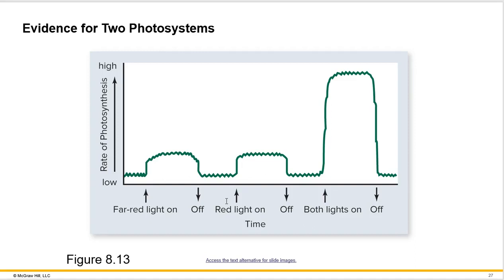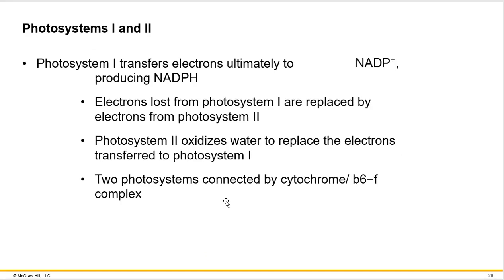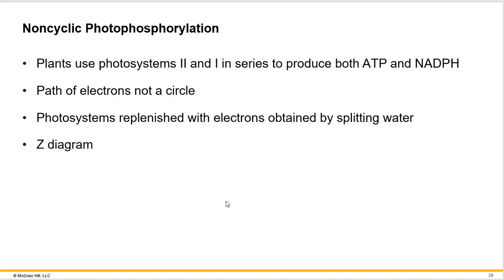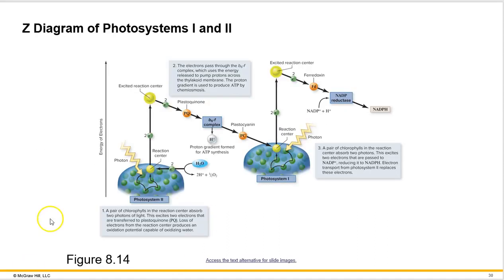So yeah, there's evidence for two photosystems, but we don't need to see that. Photosystems 1 and 2 transfer electrons ultimately to NADP+, producing NADPH. Electrons that are lost from photosystem 1 are replaced by electrons from photosystem 2. Now, unfortunately, when we look at this, photosystem 2 happens first, and photosystem 1 happens second. And we name them photosystem 2 and photosystem 1 because of the order of discovery.